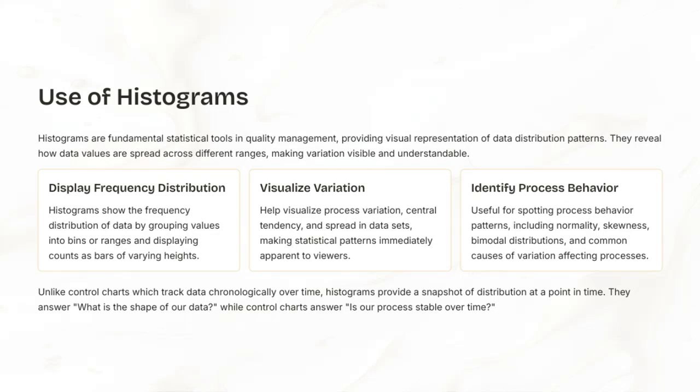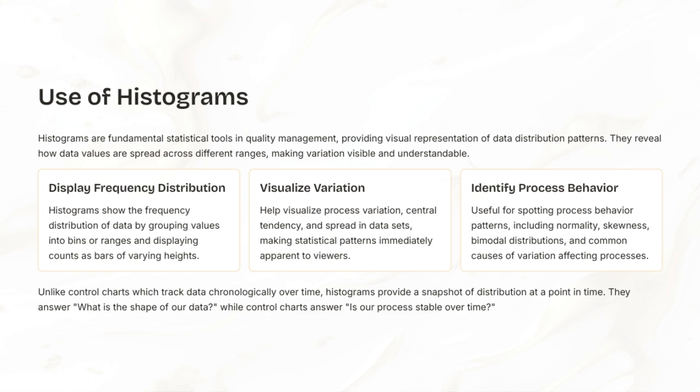Unlike control charts, which track data over time and help us see how our process behaves across a period, histograms give us a snapshot of the data distribution at a specific point in time. They answer the question, what is the shape of our data? This is different from control charts that focus on whether our process is stable over time.